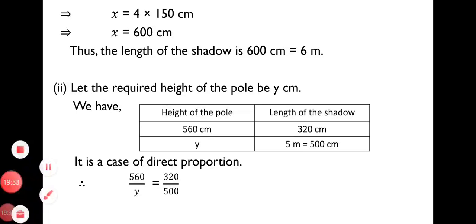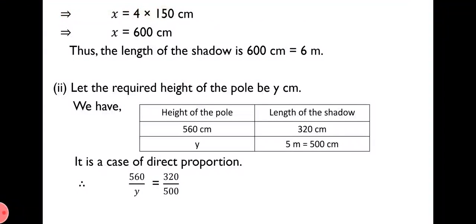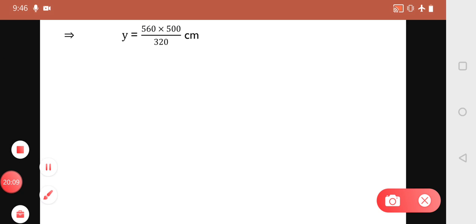Therefore 560 upon y equal to 320 upon 500. Again we do the cross multiplication, that is 500 will go on left hand side and y will go on right hand side in multiplication both, because division becomes multiplication when transposed on opposite side. Therefore, 560 into 500 equal to 320 into y. Again, we transpose 320 on the left hand side. So, it will become division. So, we get y equal to 560 into 500 upon 320.